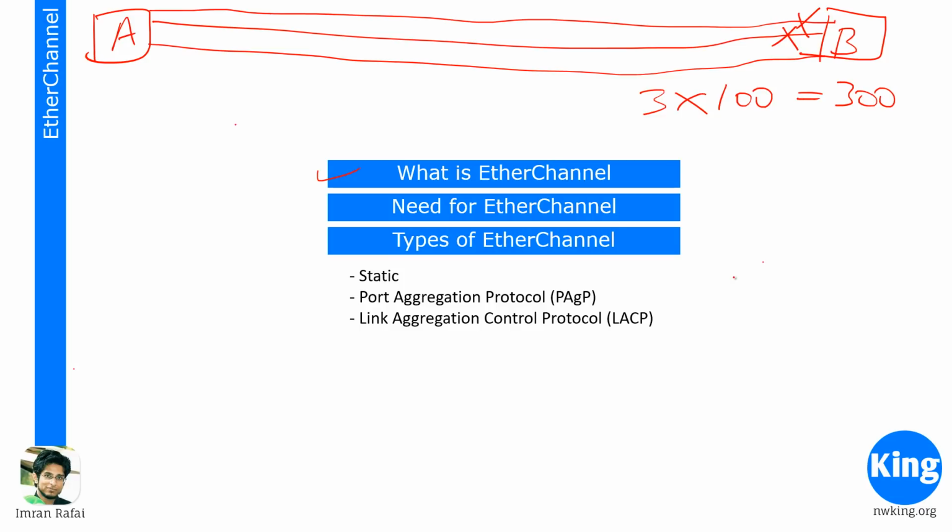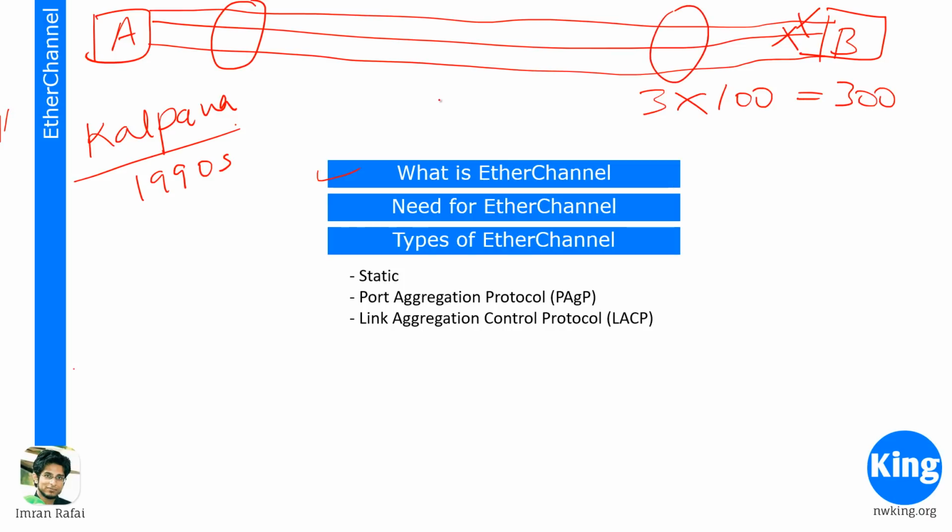To prevent STP from blocking links and not using the entire bandwidth, a company called Kalpana, if you remember, the company that invented the Cisco Catalyst switches, which Cisco eventually bought, invented in the 1990s a technology called EtherChannel. What EtherChannel does is combine these three links and make them into one logical link of 300 Mbps. That's all EtherChannel does.